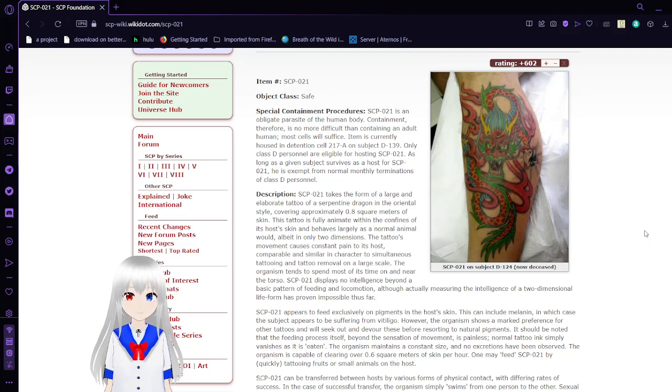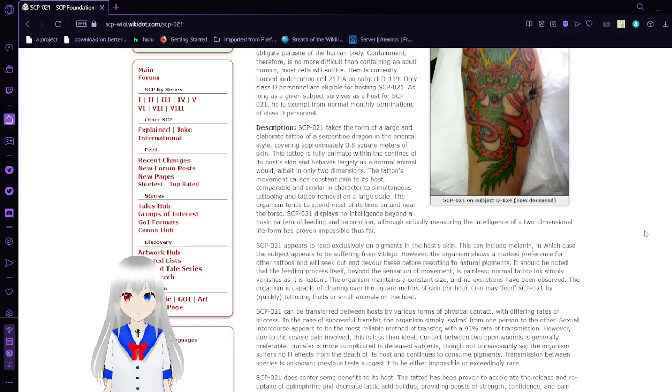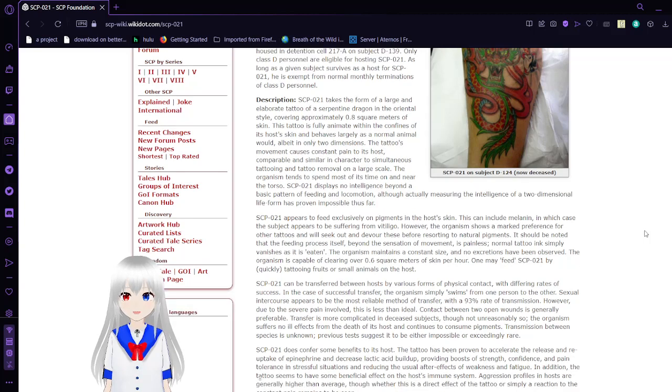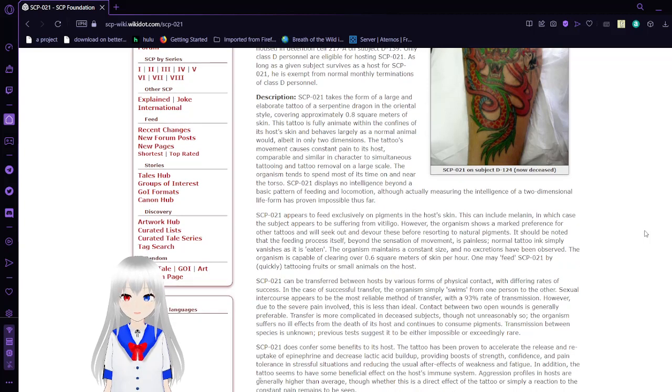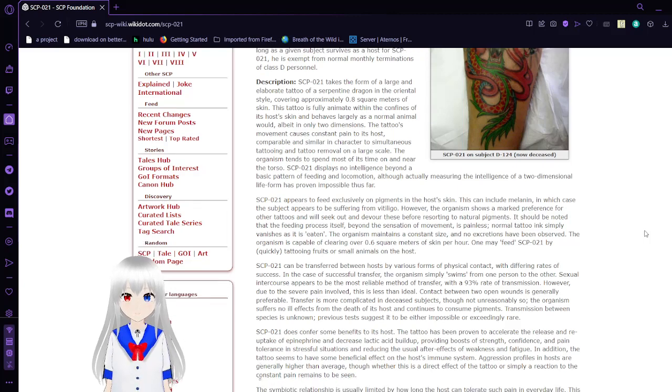Right, we'll continue onward. The SCP description. SCP-21 takes the form of a large and elaborate tattoo of a serpentine dragon in the Oriental style, covering approximately 0.8 square meters of skin. The tattoo is fully animate within the confines of its host's skin and behaves largely as a normal animal would, albeit in only two dimensions.